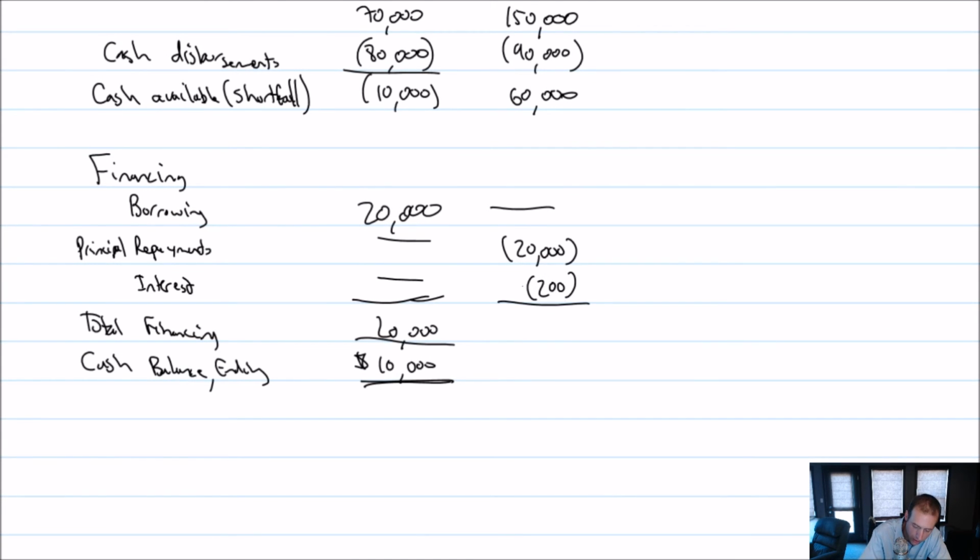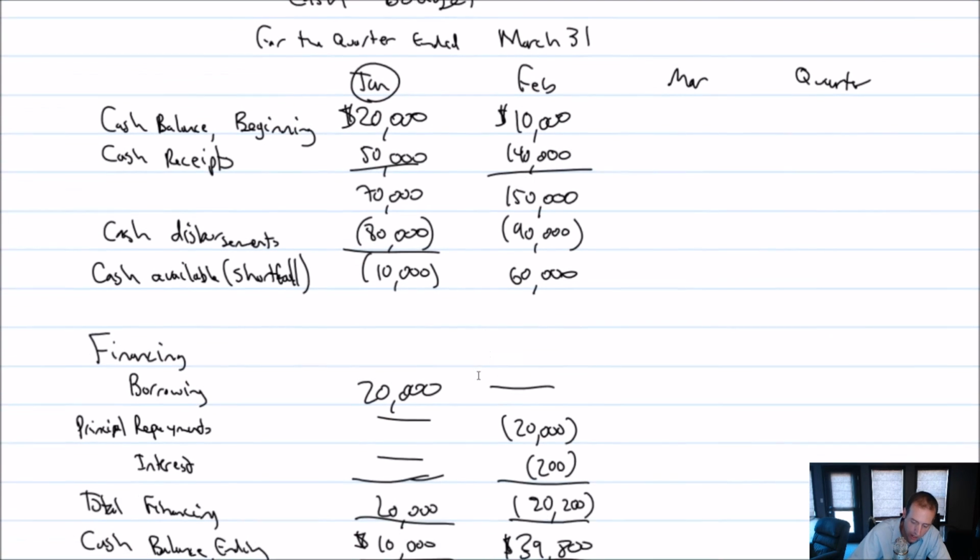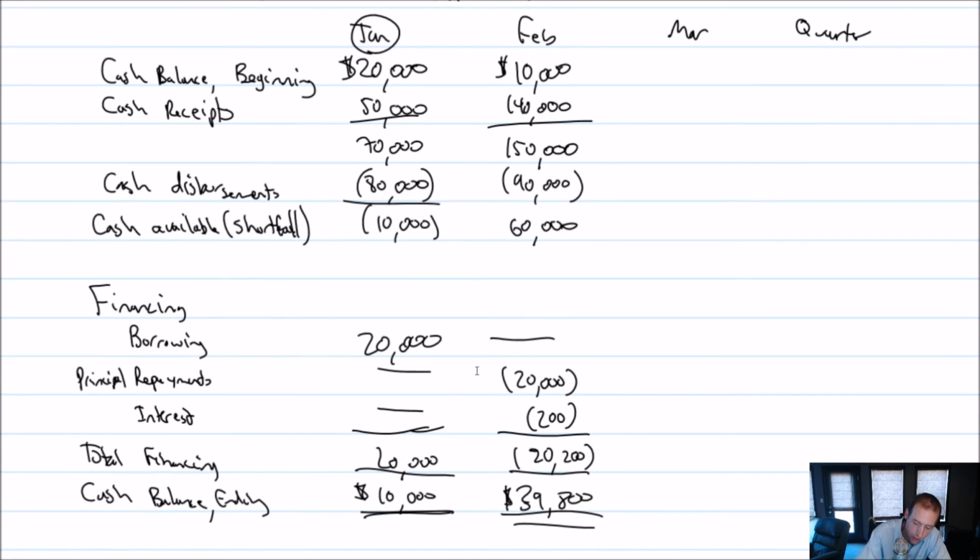The total financing then is negative $20,200. So we had 60 grand. We've paid back 20,000 plus 200 of interest. We only have 39,800 to spend now. Okay, up to the next section, March. We had 39,800.